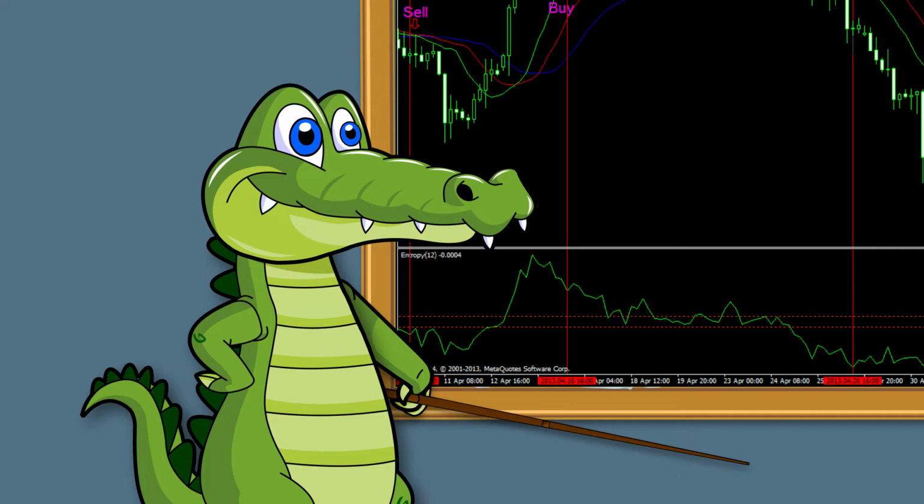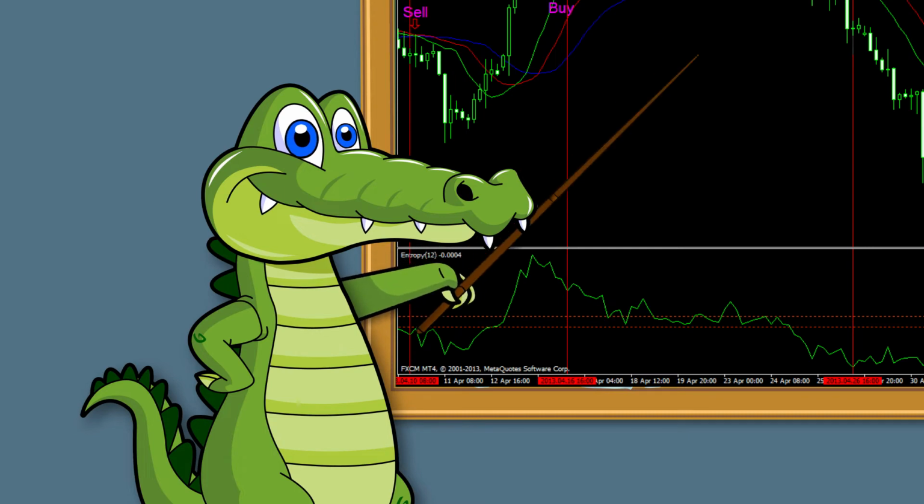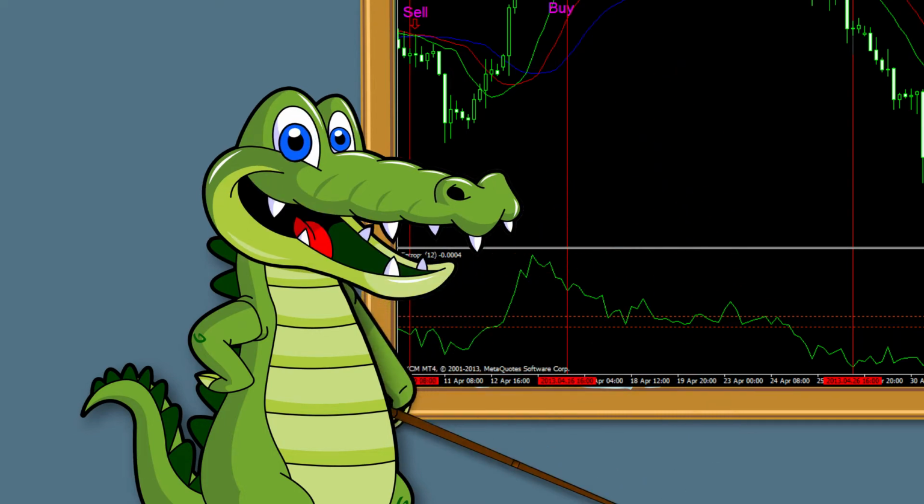The alligator indicator is complicated, to say the least. Just how does this complex but powerful indicator calculate its smoothed averages to give the trader valuable trend data? First, let's recap the parts of the alligator indicator.